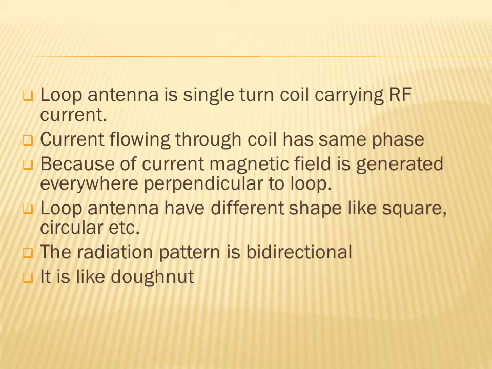The loop antenna has different shapes like square, circular, rectangular, etc. The radiation pattern is bidirectional. The shape of the radiation pattern is like a donut. So this point you have to write in the exam.